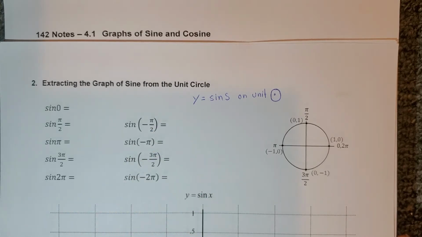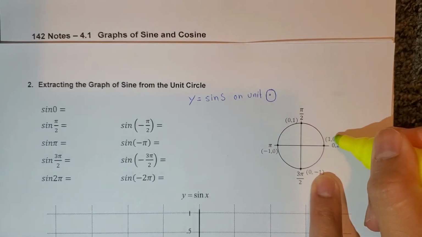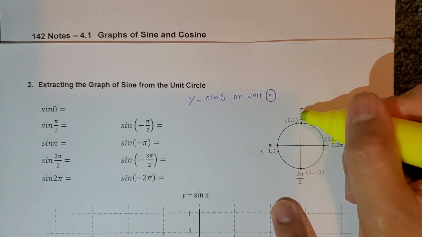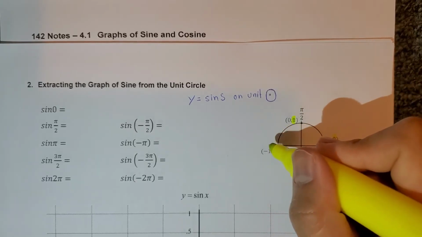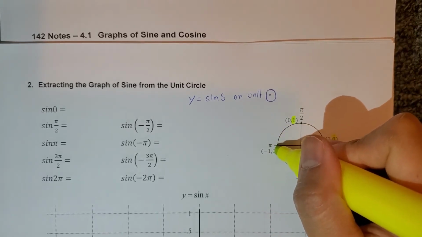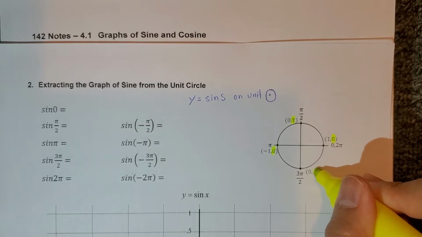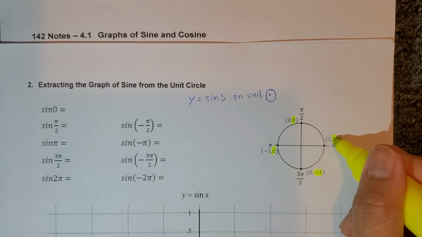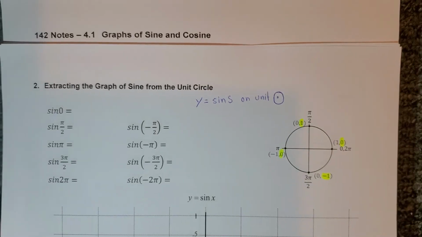If you look at the unit circle here at 0 degrees, my sine value is the same thing as y, which is 0. And at pi over 2, my sine value or y value is 1. At pi, my sine value, the same thing as y, is 0. And at 3 pi over 2, my y value is -1. Then if you go back to the same point, which is 2 pi, it is also 0. So I'm going to use those values and plug them into this.